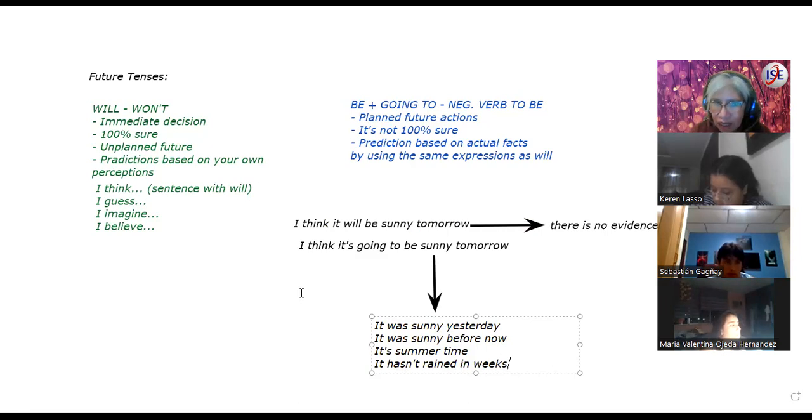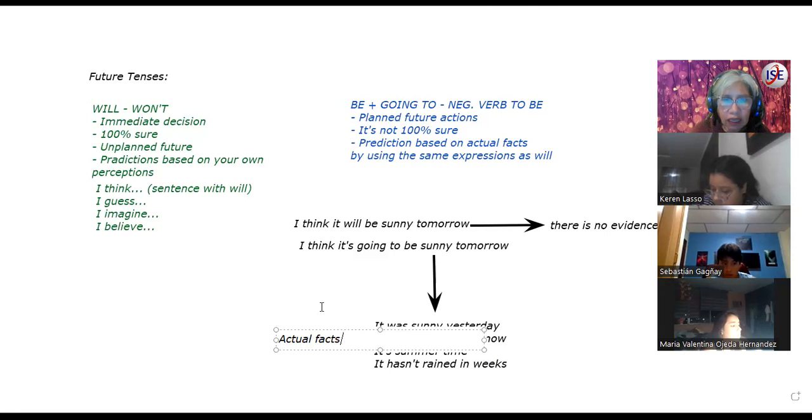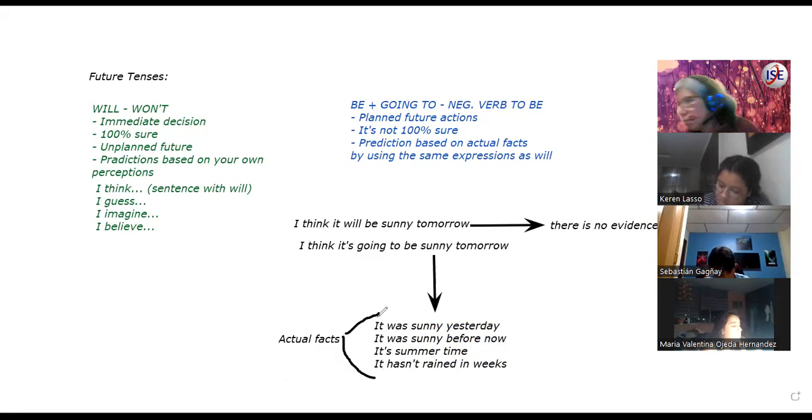Okay, did you get the difference? And these here are actual facts. These are the actual facts. My cats are getting crazy. Okay. Did you get the difference? Maria Valentina, Sebastián, Karen? Did you get the difference? Yes. Okay.